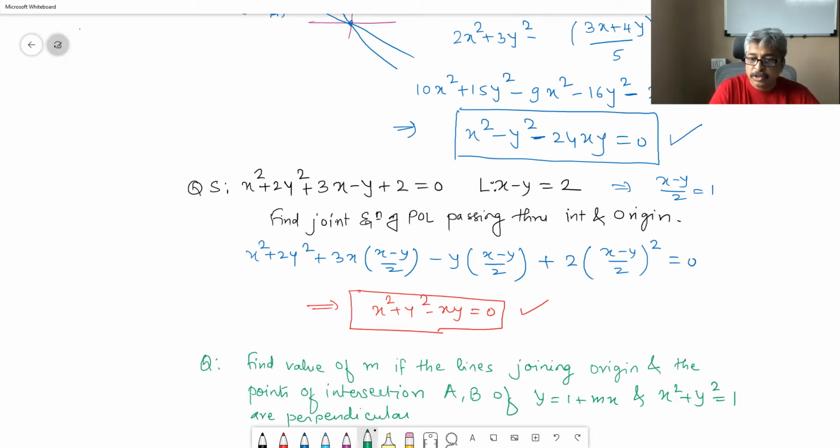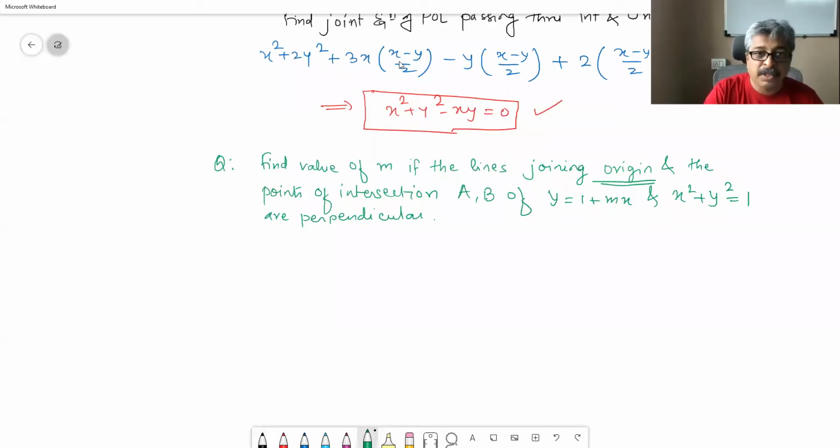One minute, joining the origin. Yes, one minute, I asked for the origin: the lines joining the origin and the points of intersection A and B of this line and this circle are perpendicular. Simple.